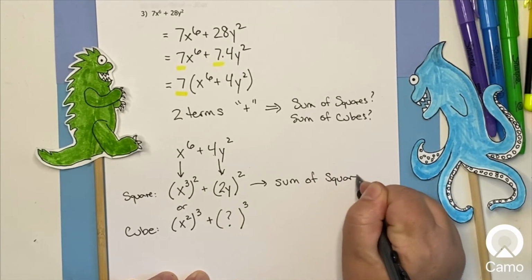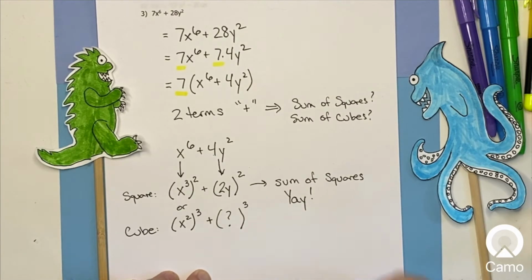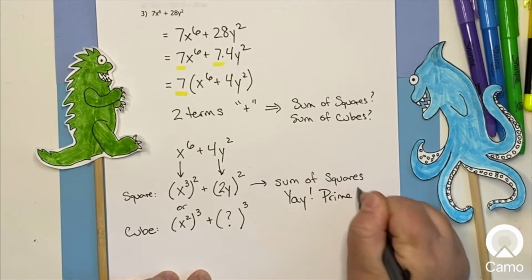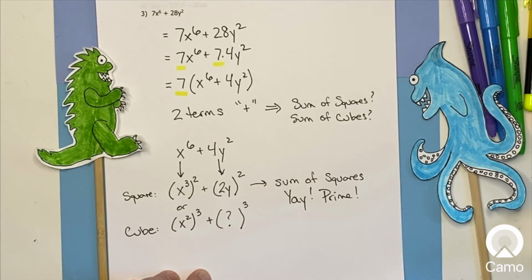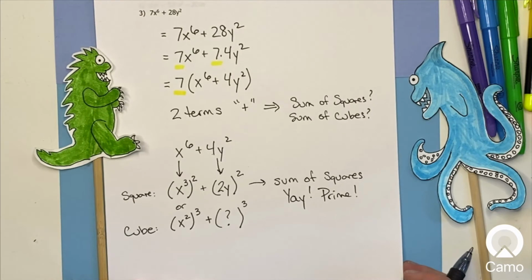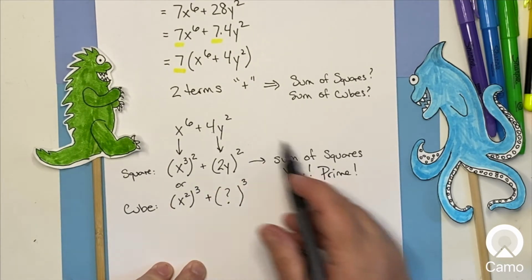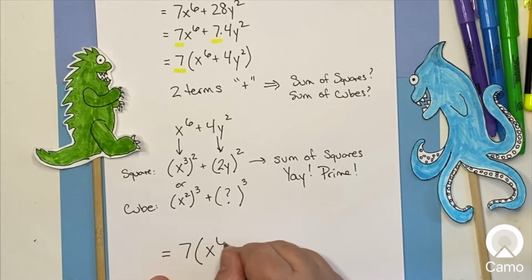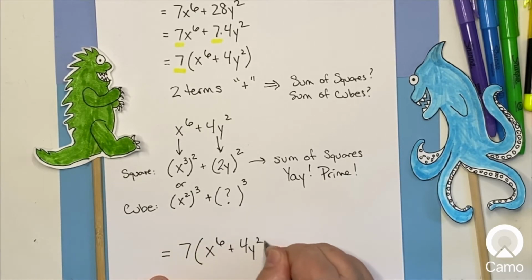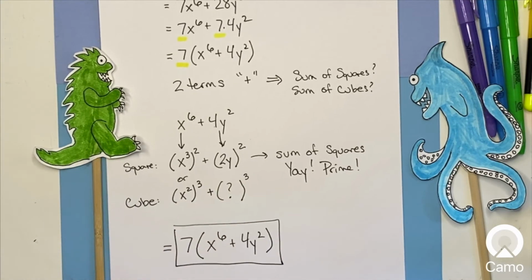At which point we celebrate, yay! It's prime. As long as they don't have anything in common, there are no more GCF, there are no more CFs at all, common factors, then what we've got left is prime. So now don't get so excited here because we got to go back up here and we say, okay, so for our final answer, we're going to factor out the 7, but the x to the 6th plus 4y squared does not fall into a pattern we know how to factor.